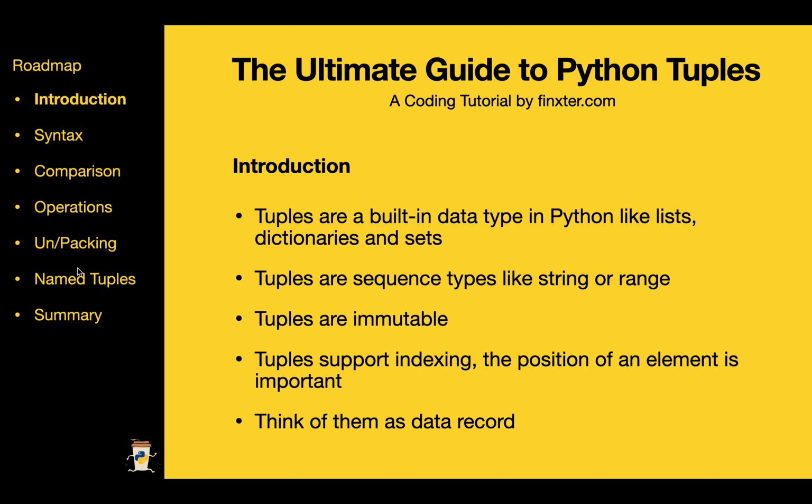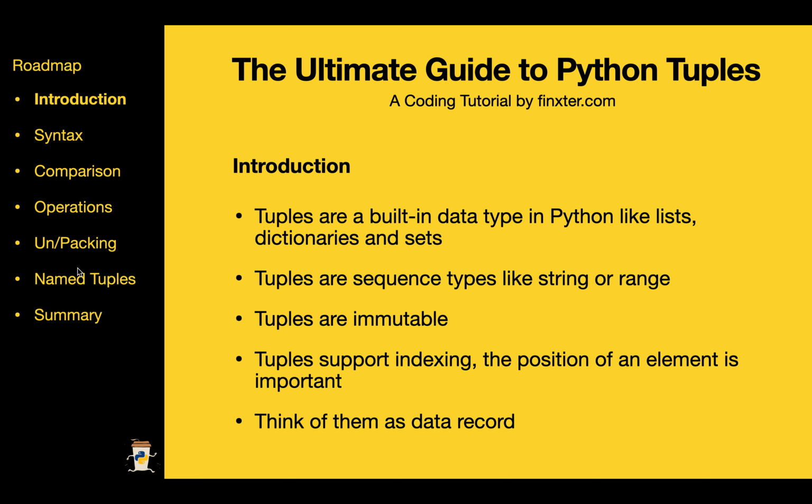As I already mentioned, tuples are a built-in data type in Python, and there are other built-in data types, for example lists and dictionaries and sets. We already have articles and videos about these, so make sure you check them out on the blog and on the YouTube channel. Then, tuples are sequence types. What does that mean? A sequence type basically means that you can iterate over this container of data. You can access the elements inside by index, and you can slice them. That's also true for tuples, so that's why they are called sequence types.